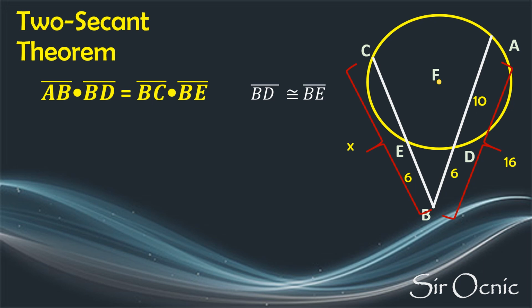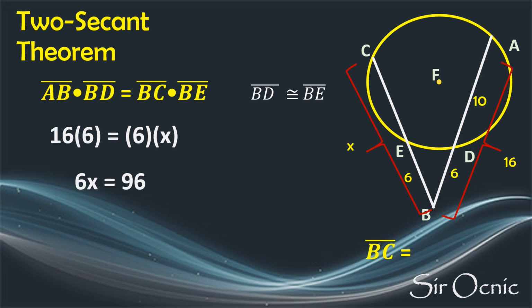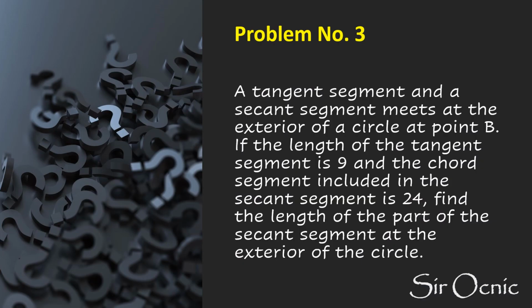By proper substitution of the given values, we will have 16 times 6 is equal to 6 times x. And that is equal to 6x equals 96. Dividing both sides by 6, we will have x is equal to 16. We therefore conclude that the measure of segment BC is equal to 16 units.